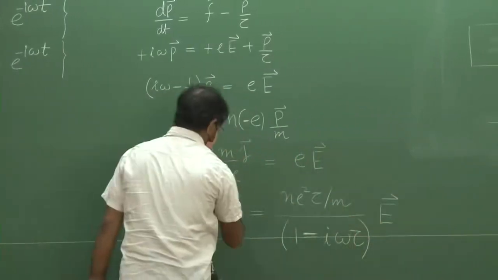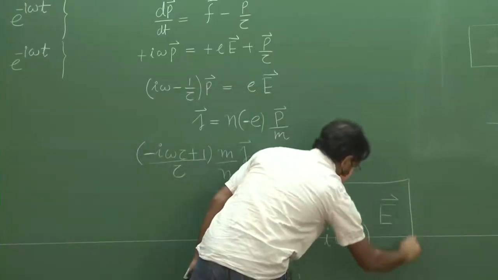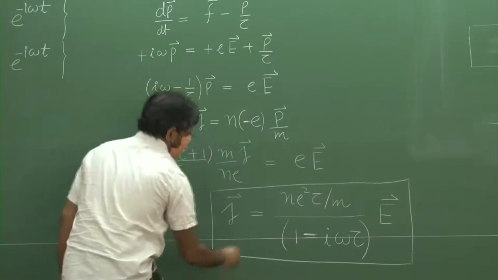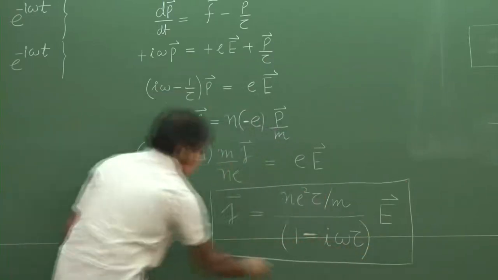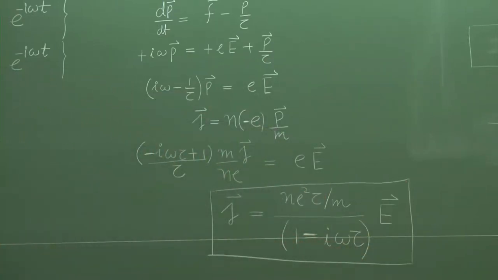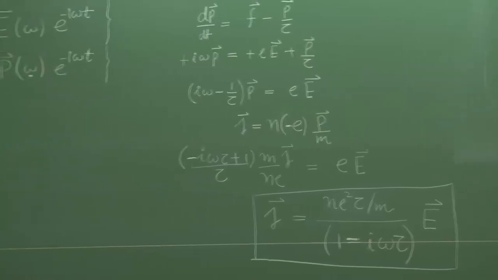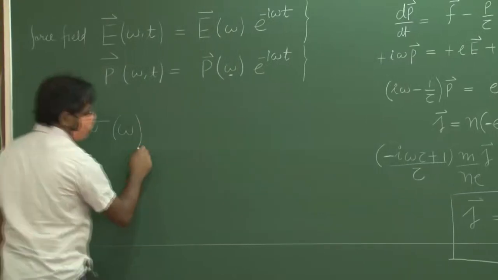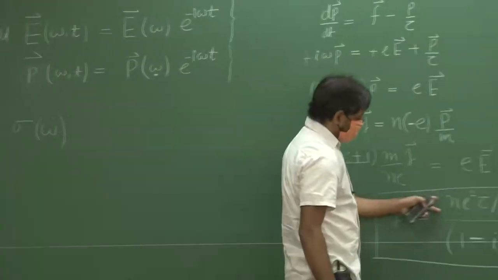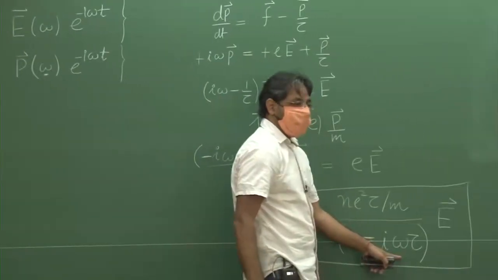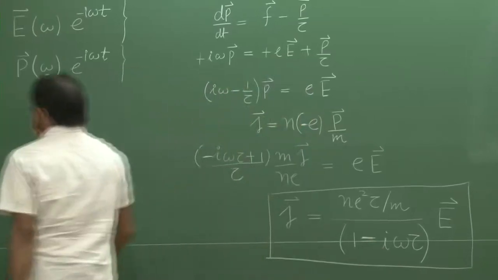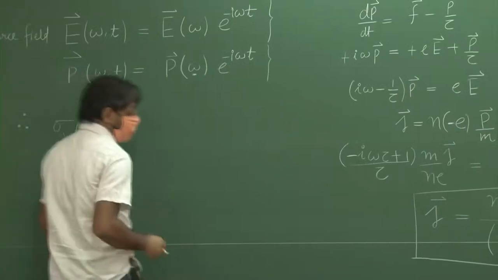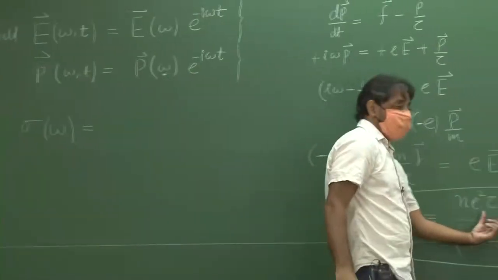Now, you know that J is sigma E. So therefore, I got an expression for sigma, that my sigma is this. So the expression for sigma of omega, because it depends on omega, right? The numerator is a constant, but the denominator depends on omega, and it's a complex quantity. So sigma omega is equal to, and do you recognize this quantity over here?